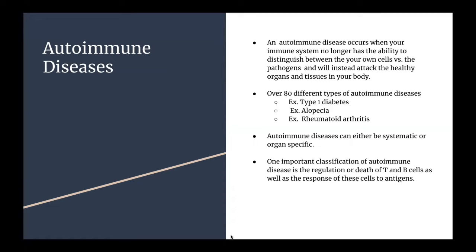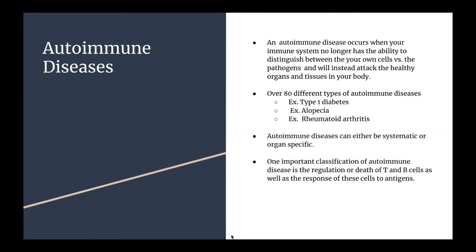Some commonly known autoimmune diseases include alopecia, which is a disease of the skin which causes hair loss, type 1 diabetes, in which the immune system attacks the pancreas, as well as rheumatoid arthritis, where the immune system can attack different parts of the body, including the joints, lungs, and eyes.